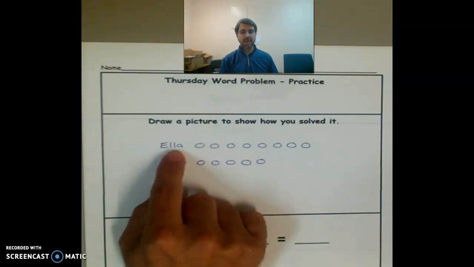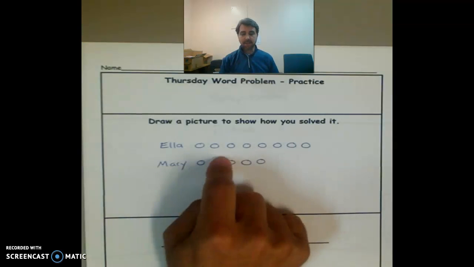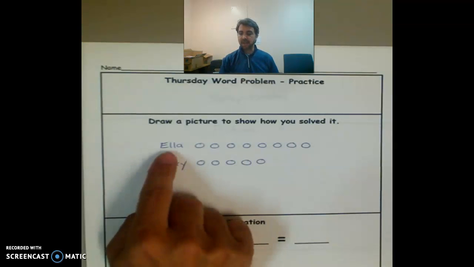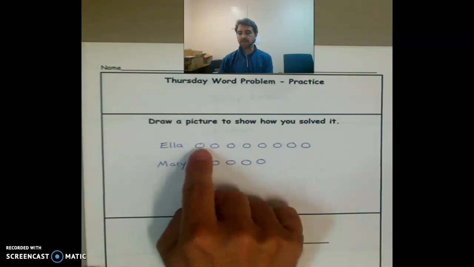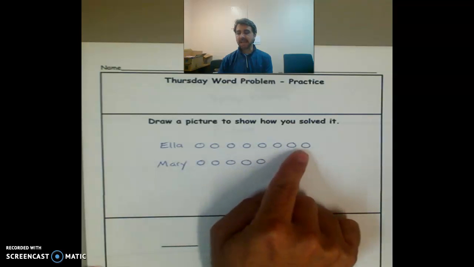All right, so on your paper, you may have printed this off, or again, if you're not able to print it off, that's totally fine. Just get any piece of paper, lined, blank. Just draw 2 lines, and in the middle, you want to draw this picture. So we've got Ella. So you want to write down Ella, and I wrote down. Let's see how many circles we have. 1, 2, 3, 4, 5, 6, 7, 8.